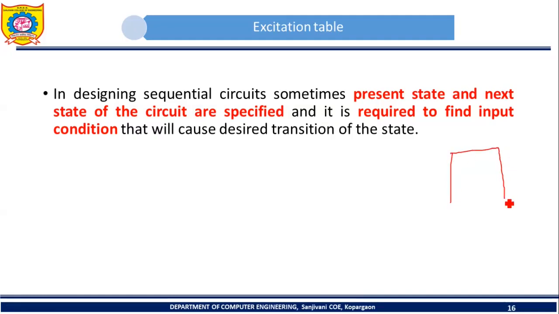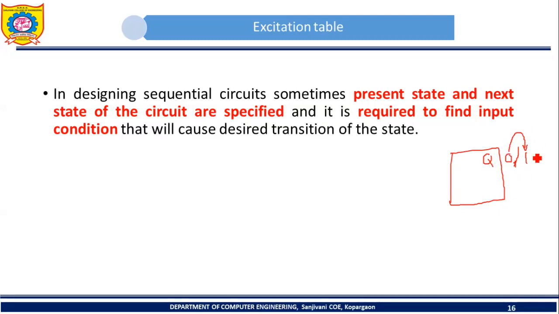Suppose we are given one flip-flop. Here we have the output, and suppose we are given the present state and next state. For simplicity, let's assume that this one flip-flop means one circuit. Let's assume that the present state of this flip-flop is 0, and we want the next state of this flip-flop to be 1. That means we want to make a transition of this flip-flop from state 0 to state 1.